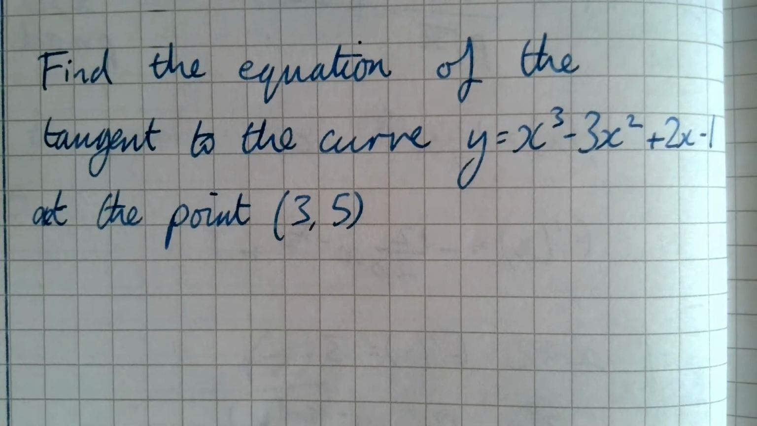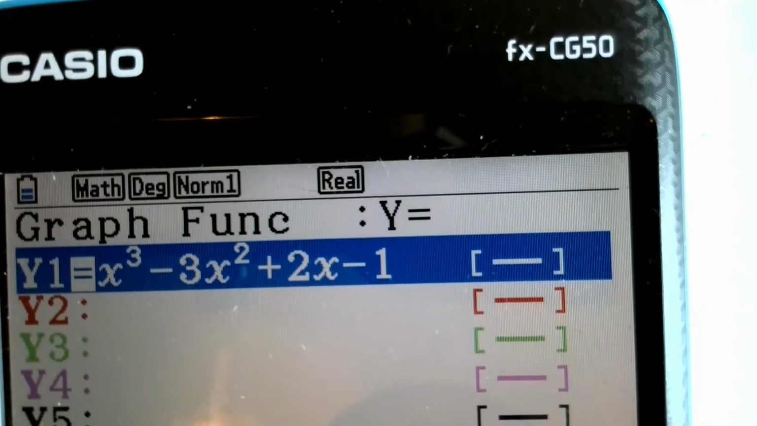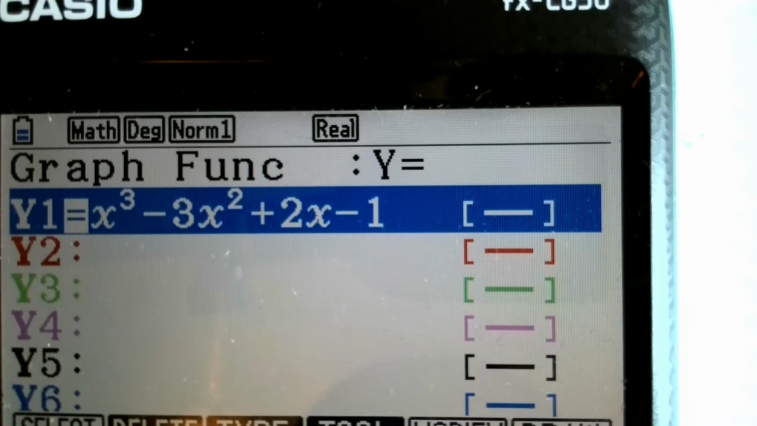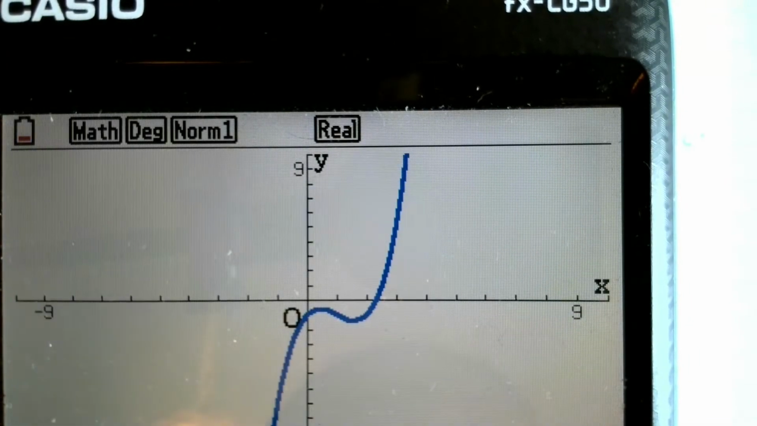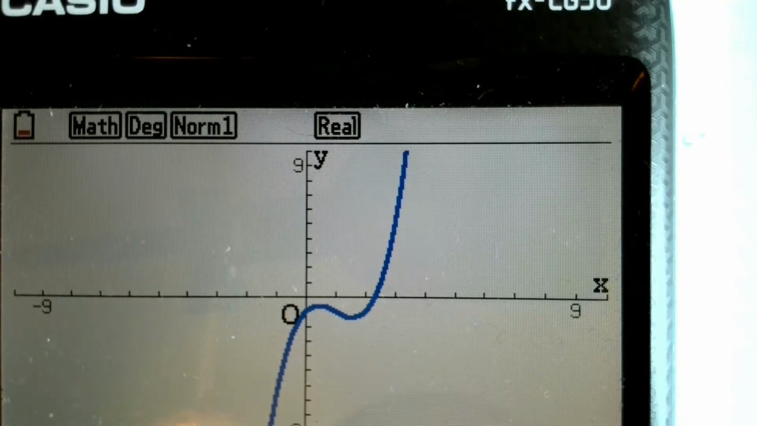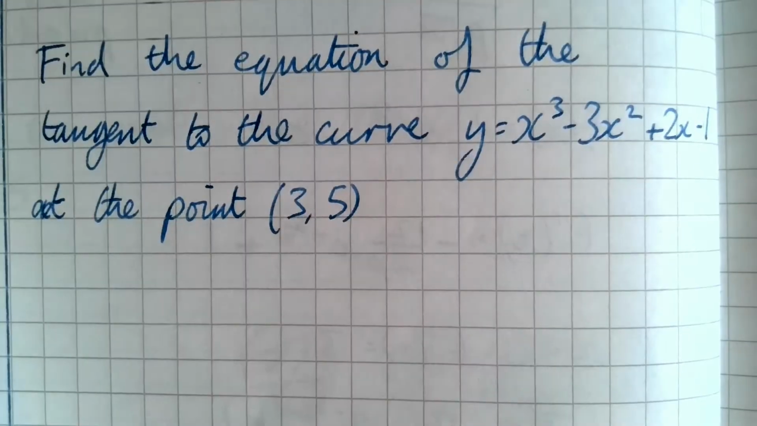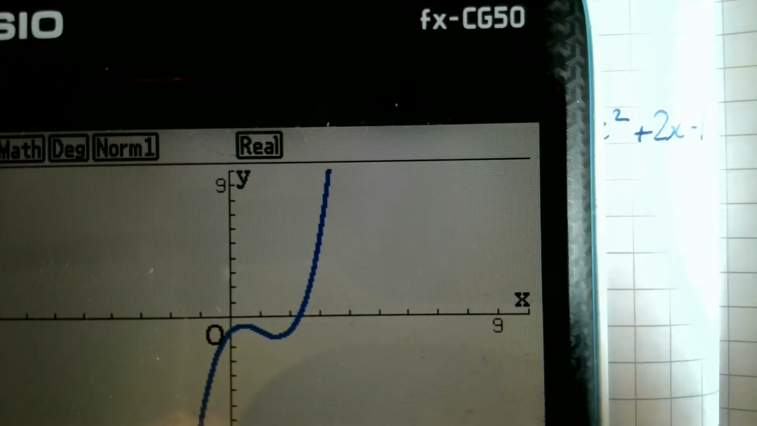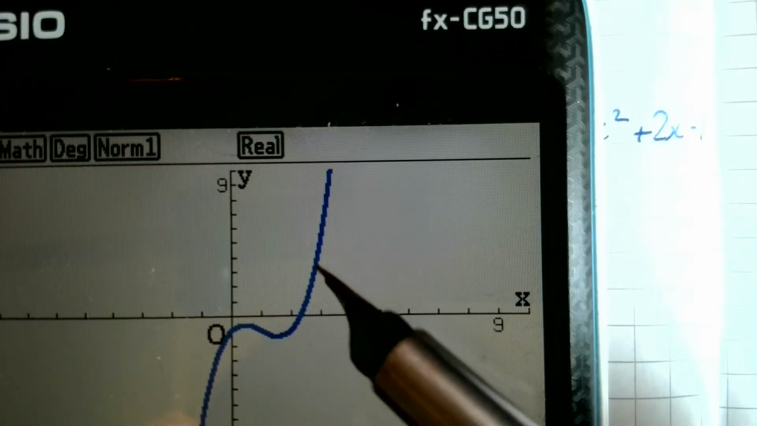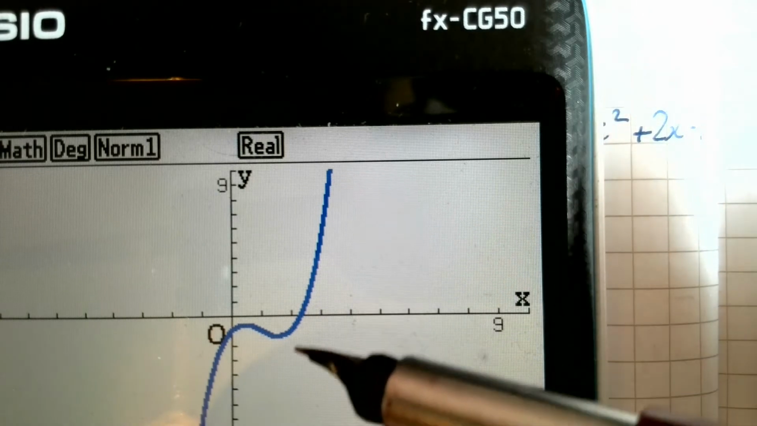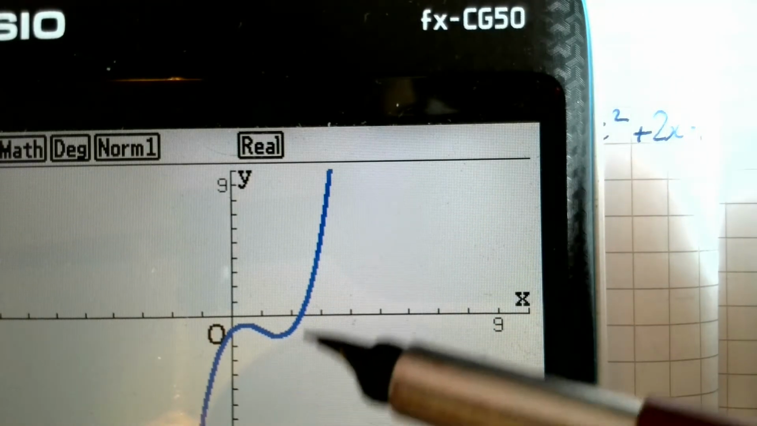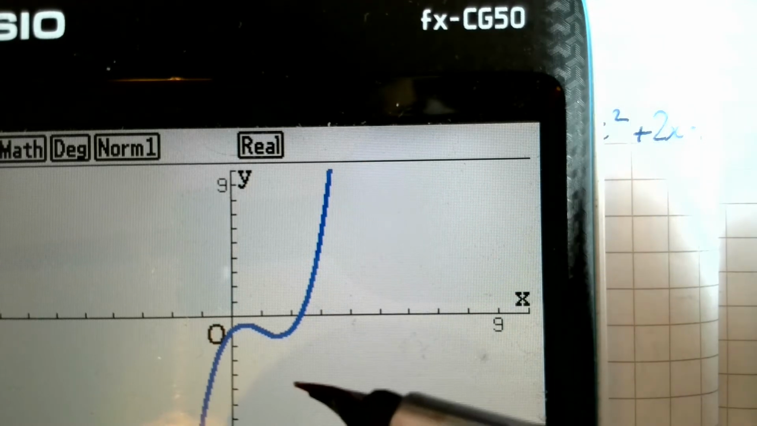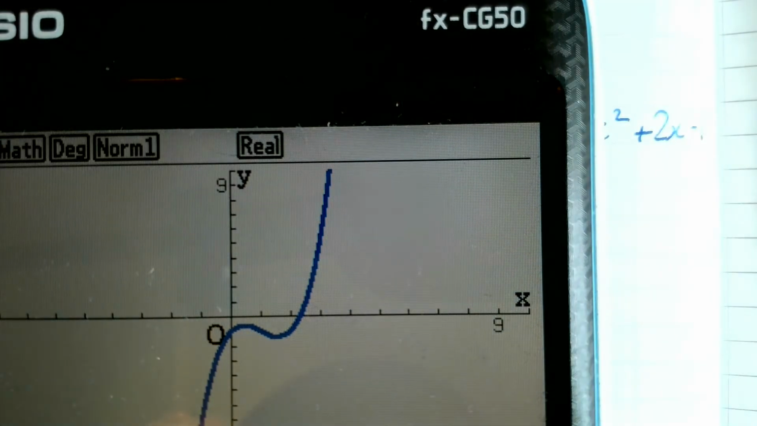So the first thing I think I'd do if I was sat in an exam is I would put that straight into the graph function of the calculator, press draw, and have a little look at what we're thinking about now. It said at the point (3, 5), so the point (3, 5) is coming in about there. So we are expecting, if we want the equation of the tangent, it's going to be a straight line, isn't it, with a pretty steep positive gradient.